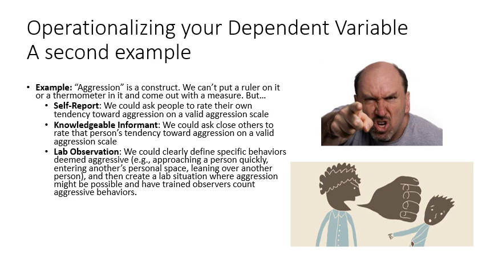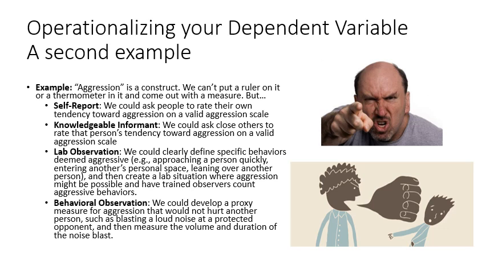Lab observation. We could define very clearly specific behaviors that we would deem to be aggressive, and we would have to test this. Like, for example, approaching a person quickly, or entering another's personal space, or leaning over another person. Maybe all of those correspond with aggression. And then we could create a lab situation where aggression might be possible and have trained observers count aggressive behaviors.